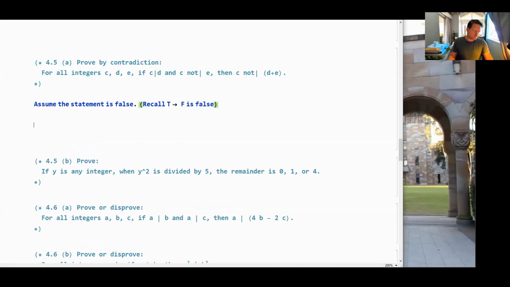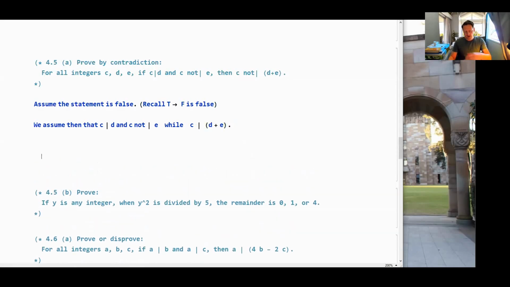So we assume then that the premise is true, so c divides d and c does not divide e, while the conclusion is false. If we negate this conclusion, then we have c does divide d plus e. Just give some space so it's easier to look at, while c does divide d plus e.